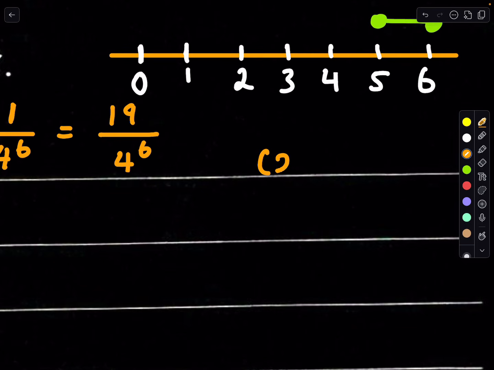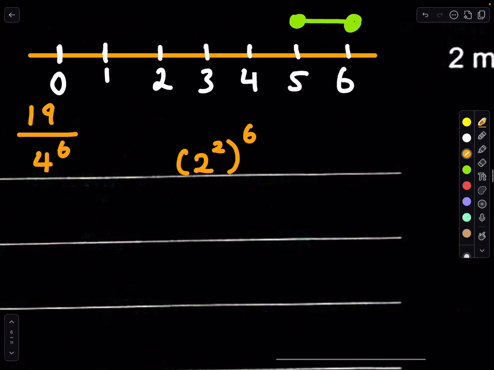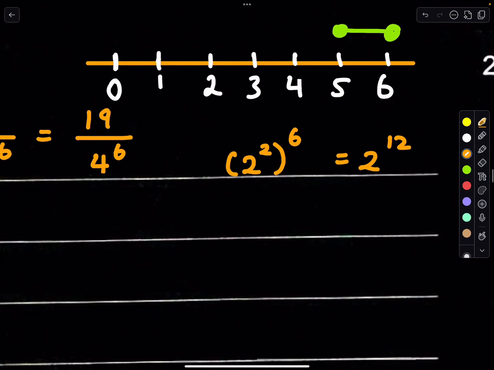Can we write it as 2 squared? Isn't that 4? And you know how it's all to the power of 6? By using indices rules, 6 times 2 is 12, so we can write it as 2 to the power of 12. You see how that becomes so much nicer? 2 to the power of 12.